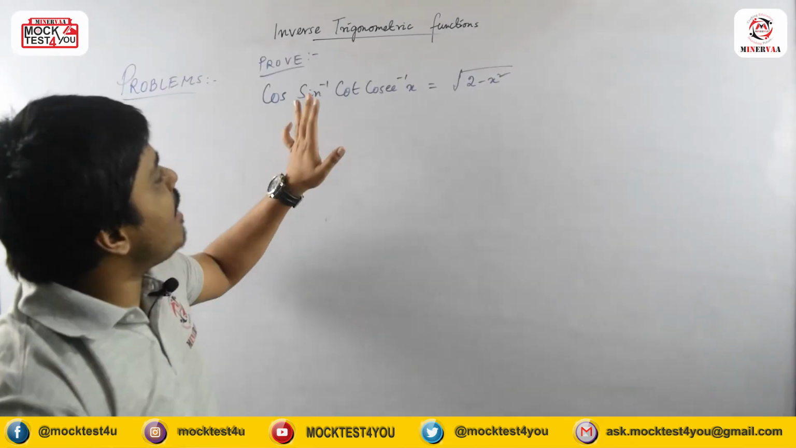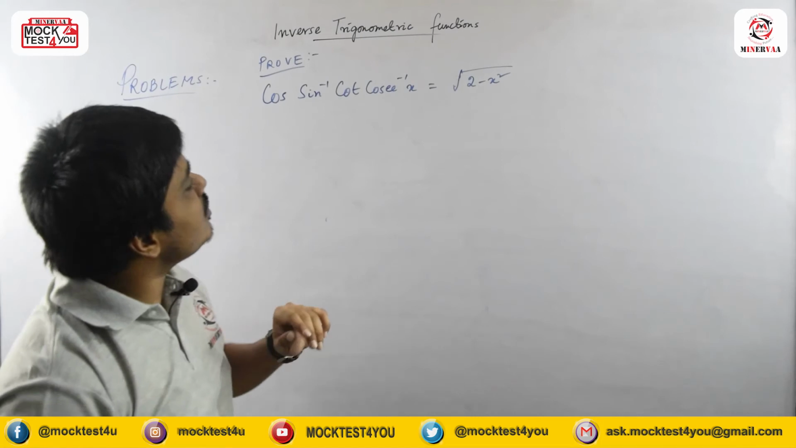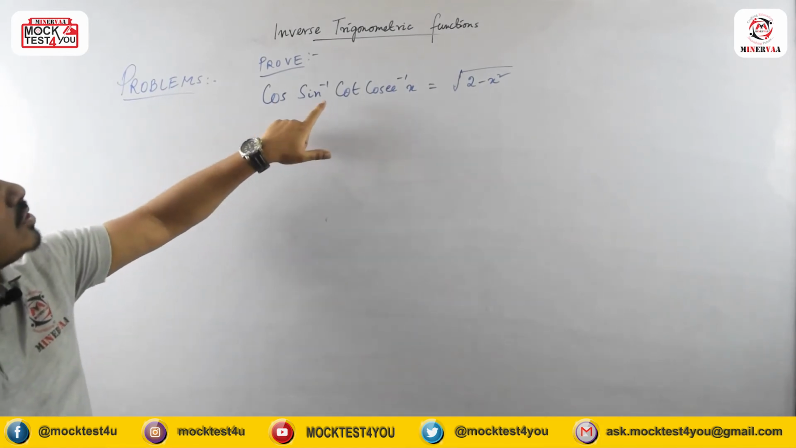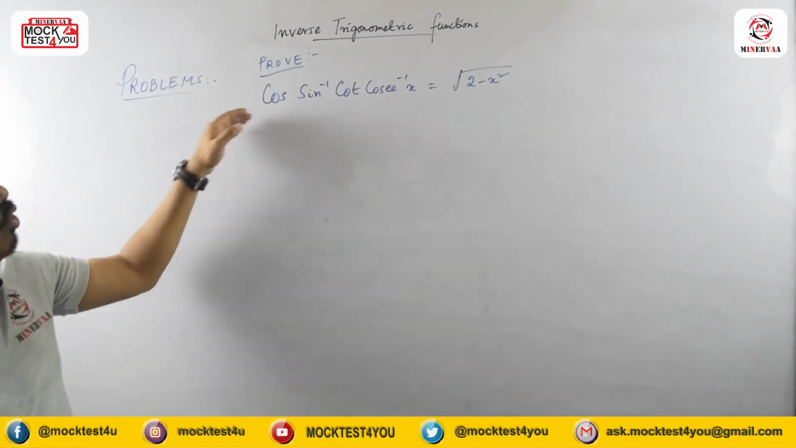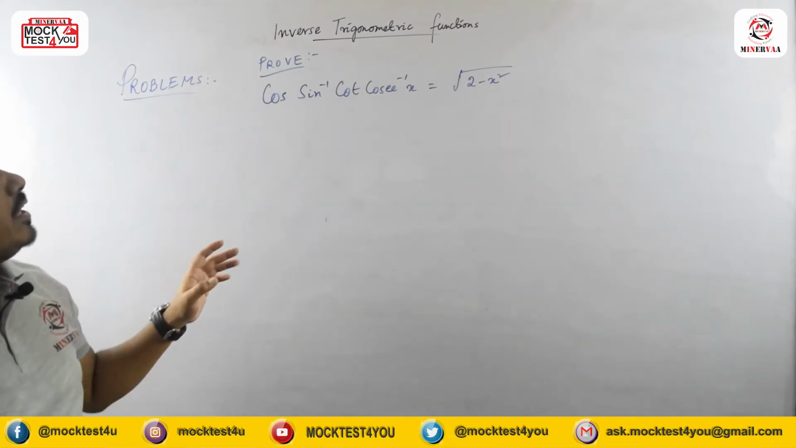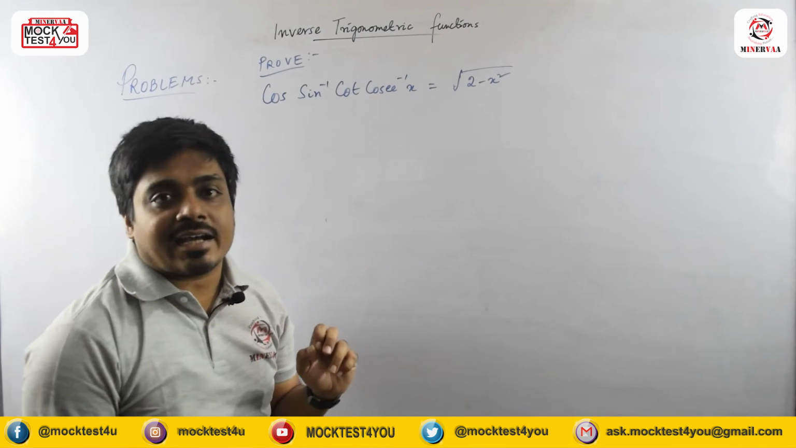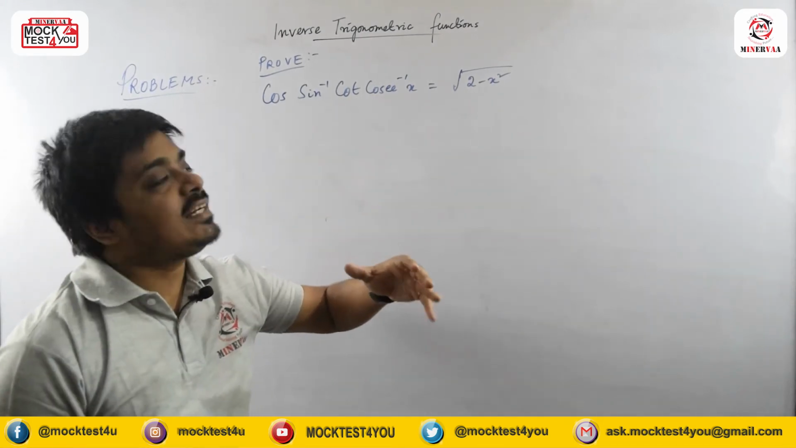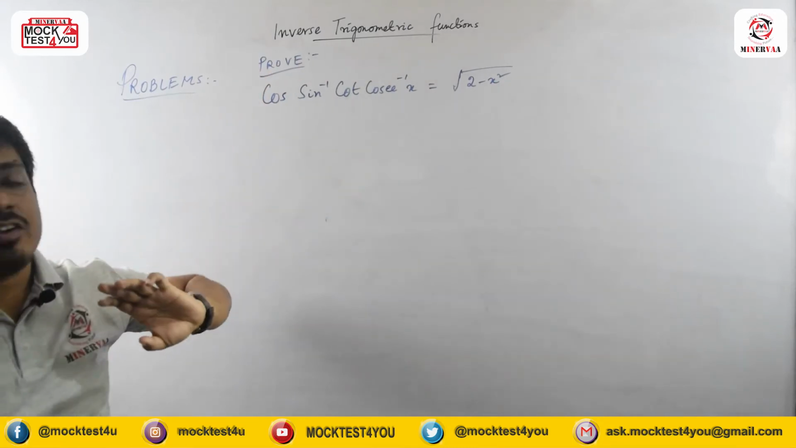So again, we have to prove this one. So we're going to start with the left hand side. So what do we see in here? Cos, sine inverse, cot, cosec inverse. There are so many different functions that are in here. And there is one small x. So what I need to do, we need to prove this one is equal to this thing. So basically we need to remove the trigonometric functions.